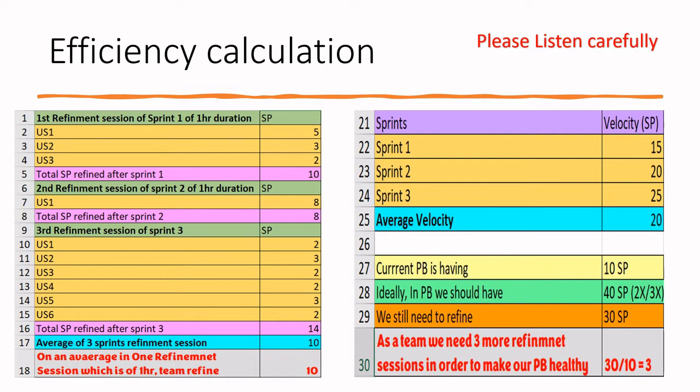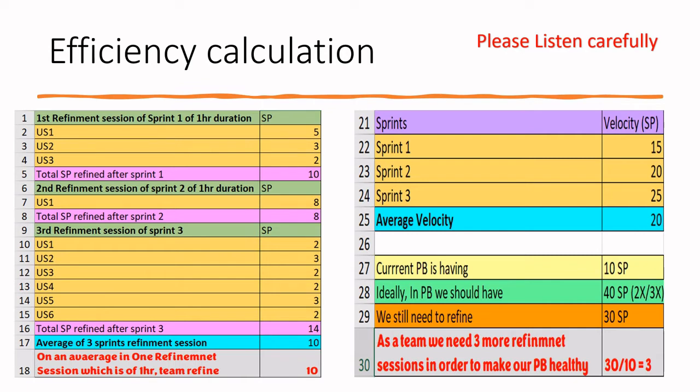So look at the green one in the left side picture. Green in the sense not dark green. Oh, sorry, it's not green, blue, I think. So the average of 3 sprints refinement sessions is 10. On average, in one refinement session, which is of 1 hour, team refinement is 10. So I can come to some kind of prediction like, if my team members are about to do a 1 hour refinement session, approximately they can refine some 10 user story, or sorry, 10 story points. So this prediction or average calculation I can do based on this.